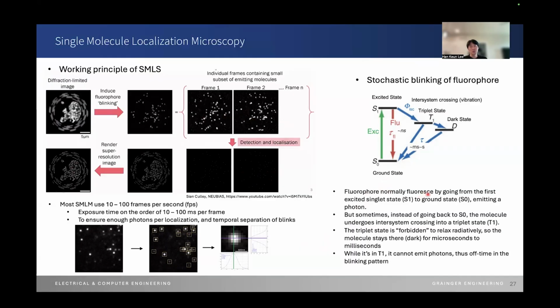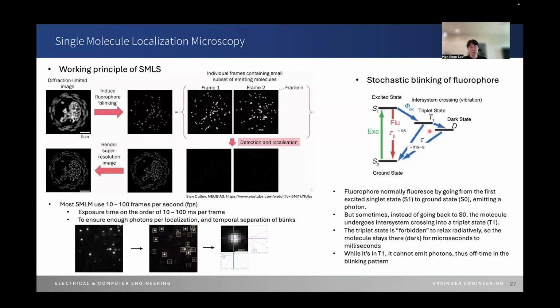This fluorophore normally fluoresces by going from the first excited singlet state to the ground state. When they're shined with excitation light, the electrons move from the ground state to the excited state, and then when they fall from the excited state to the ground state, they generate fluorescence that has lower energy and therefore longer wavelength. But sometimes instead of going back to the ground state, the molecule undergoes intersystem crossing into a triplet state, or the dark state. In this triplet state, it's forbidden to relax radiatively, so the molecule stays in the dark for microseconds to milliseconds.